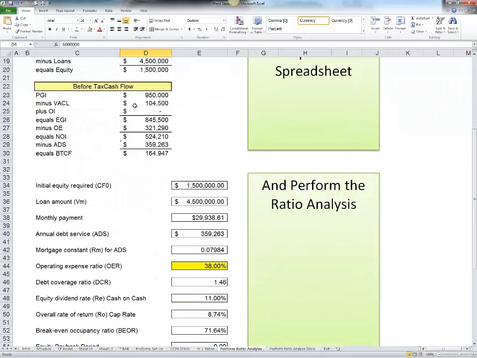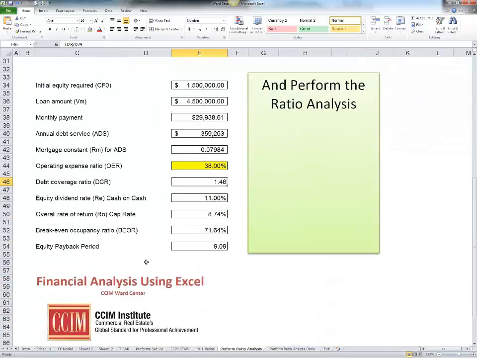Operating expense ratio, 38%. Doesn't change the mortgage constant, right? Doesn't change the price of the property or the loan or anything like that. Well, look at this. It changes the debt coverage ratio because now we have more cash. And the debt coverage ratio is now approaching 1.5. I can't wait to go and talk to the lender about this deal. It's going to be so easy to do. Look at my equity dividend rate. It went from 9 to 11%. I can't wait to talk to my equity partner about this deal.